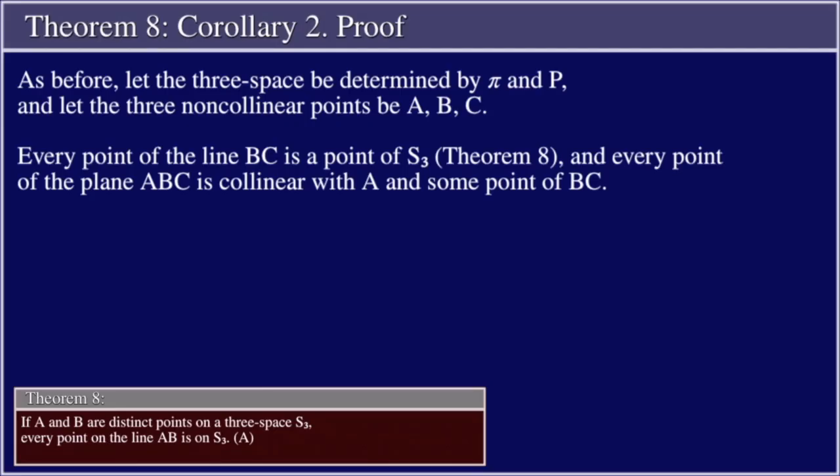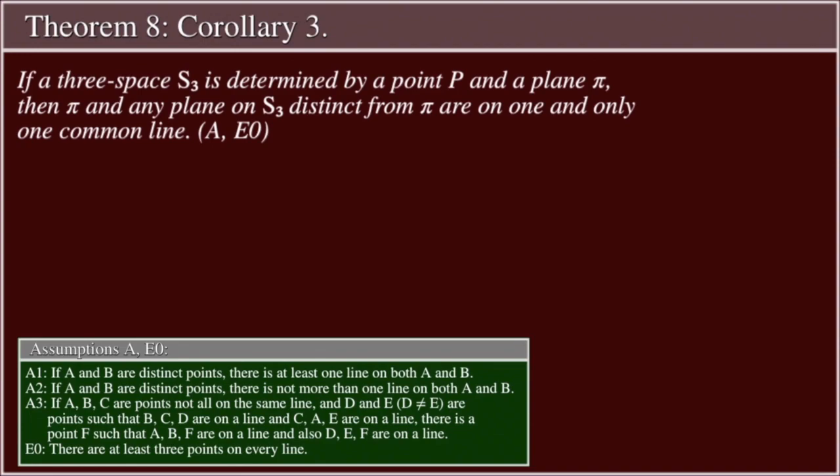Proof: as before, let the three space be determined by pi and P, and let the 3 non-collinear points be A, B, and C. Every point of the line BC is a point of S3 by Theorem 8, and every point of the plane ABC is collinear with A and some point of BC. Corollary 3. If a three space S3 is determined by a point P and a plane pi, then pi and any plane on S3 distinct from pi are on one and only one common line by assumptions A and E0.